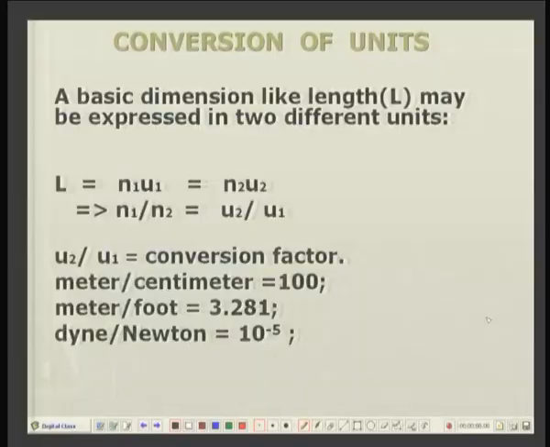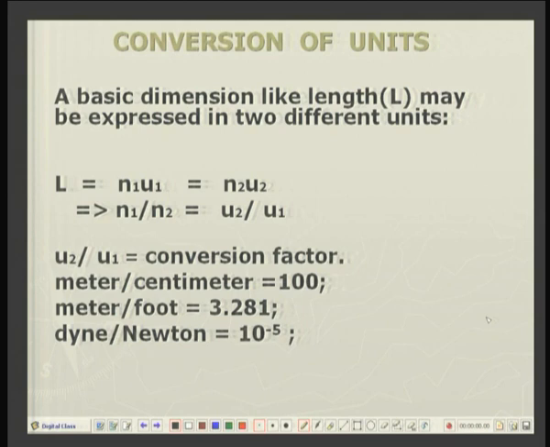Now, very often we may be required to convert from one system of units to another system, let us say from CGS to SI or vice versa, or SI to British or vice versa. Whenever I write force is 100 newtons, it has two parts: 100 is just a number and N is the unit. Similarly, length may be 1 meter or 1.5 meter, so there is a number N1 times the unit U1, and the same length, let us say it is 100 centimeter. So N2 will be 100, that is the number, and U2 is the centimeter.